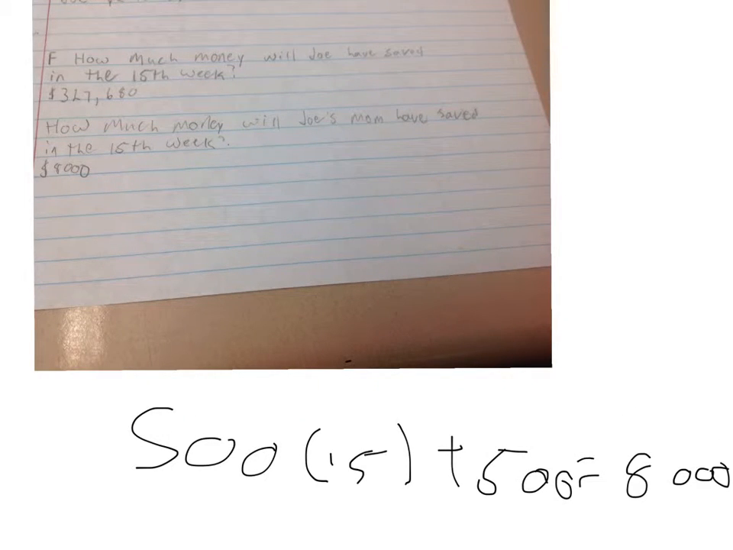Now we have our second problem, which is how much the mother has saved in the first 15 weeks, which is $500 for every week for 15 weeks, plus a start of $500 equals $8,000.